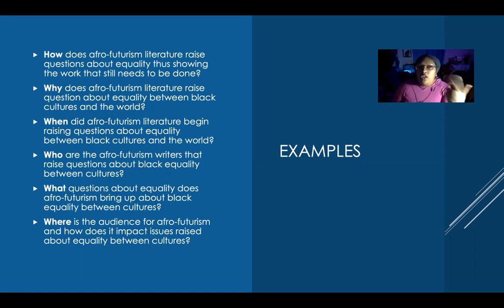Let's try another one, because again, you want to brainstorm several questions in that vein, and you want to use as many of those who, what, where, when, why, how words as you can. So the one is why. Why does Afrofuturism literature raise questions about equality between Black cultures and the world?